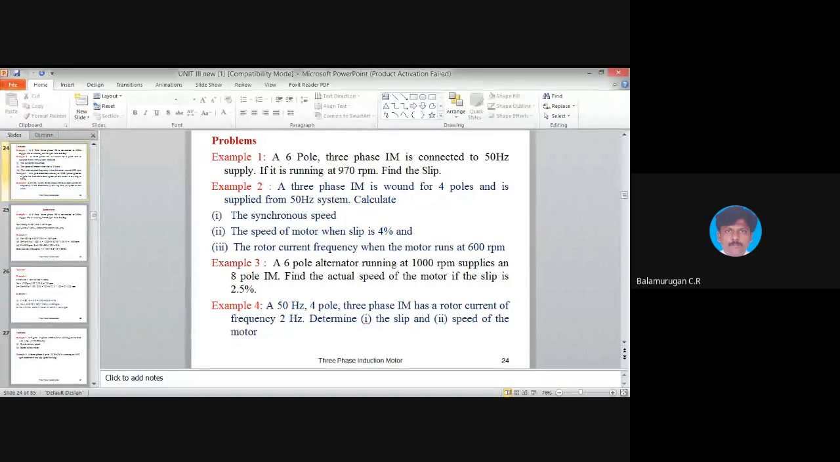So what is the next step? For this frequency, you calculate the Ns, which is 120 F by P. Here you have to substitute the new pole. What is the new pole available? This is an 8 pole, so you substitute 8 pole here. And if you substitute, what is the value here?